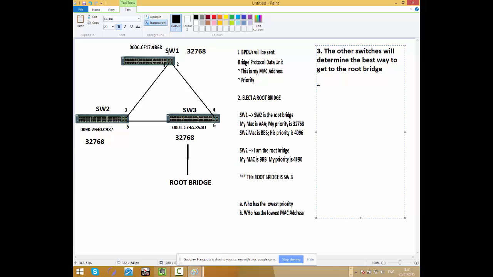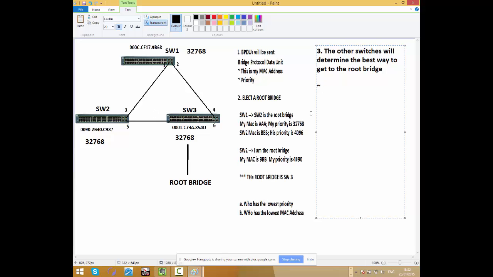So switch 1 is like, okay, I can get to the root bridge via port 2. I can also get to the root bridge via port 1, because I can go here and go here, I'll still get to the root bridge. Switch 2 goes, I can get to the root bridge via port 5. I can also get to it via port 3. So you'll be like, which one is the best path for me to get to the root bridge?